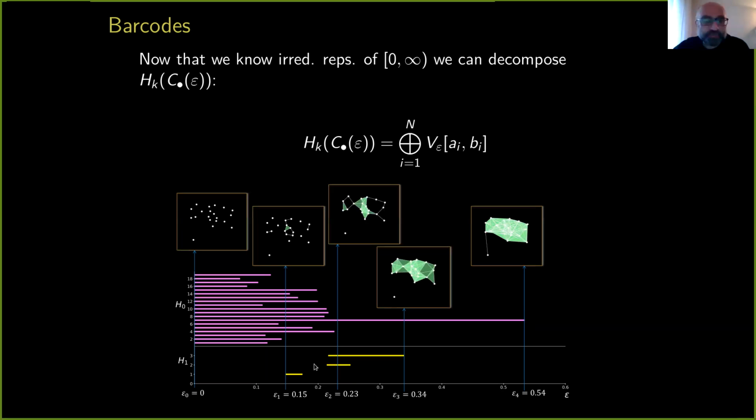What happens is that, of course, these points will merge as you increase epsilon. So you read this diagram from low to high, okay? So here epsilon is 0, and here epsilon is large.